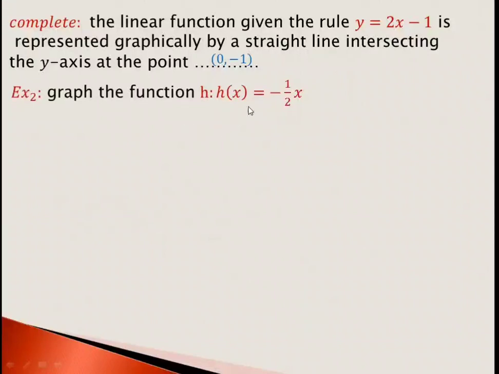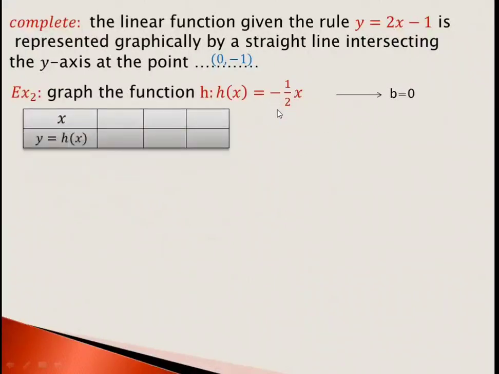Graph the function h of x equals -half x. This is also a linear function because the highest power of the variable here is 1 and it is of first degree. Here the absolute term b doesn't exist, that means b equals 0. As we said before, to represent this function by a straight line, we need to draw a table which contains the elements of the domain and the elements of the codomain.